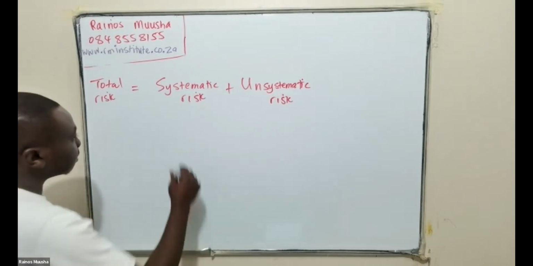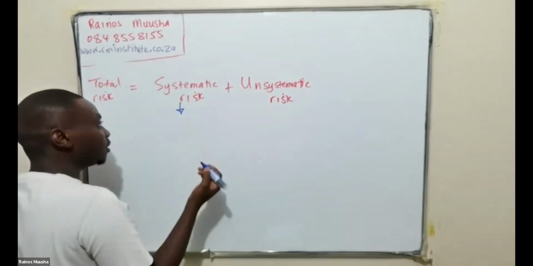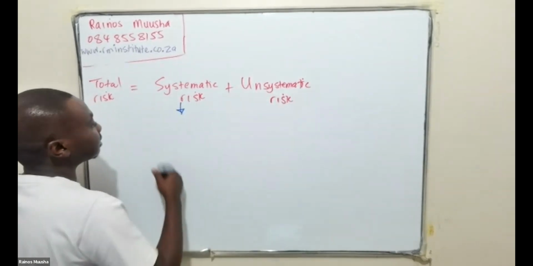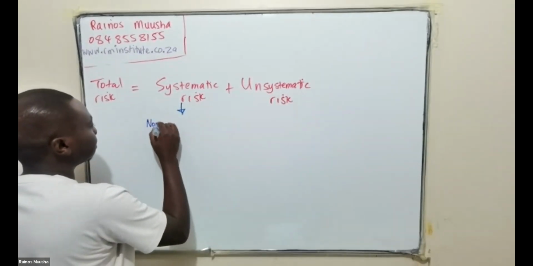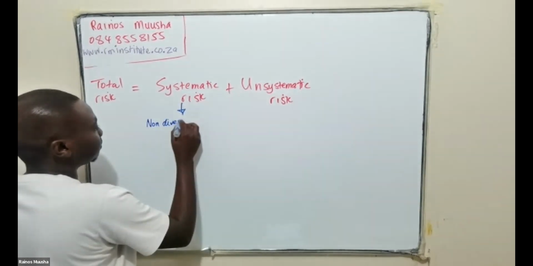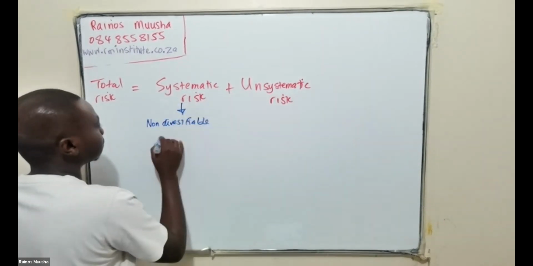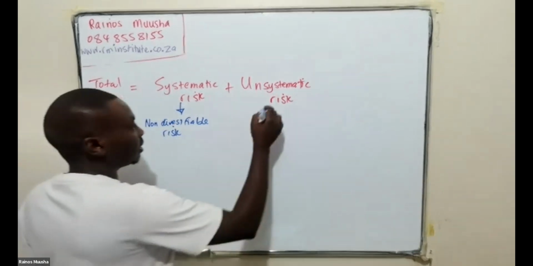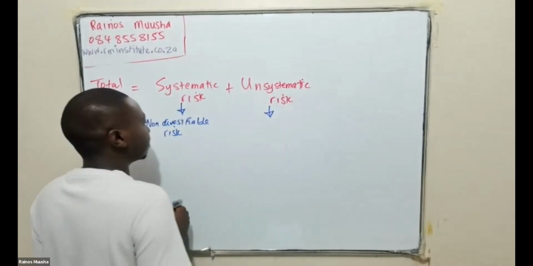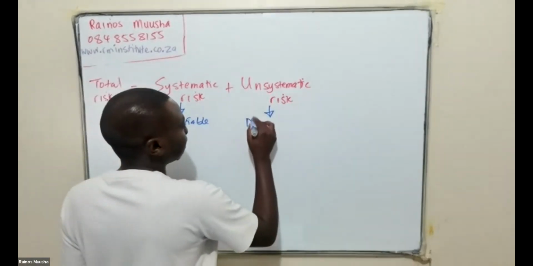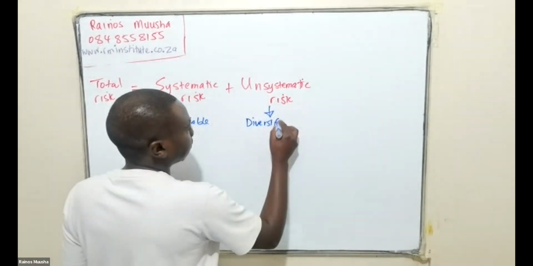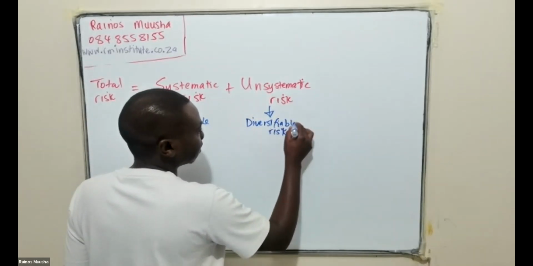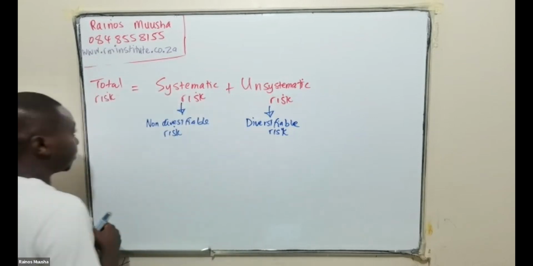Another terminology: the systematic risk, we also refer to as non-diversifiable risk. And the unsystematic risk, we also refer to as diversifiable risk as well.